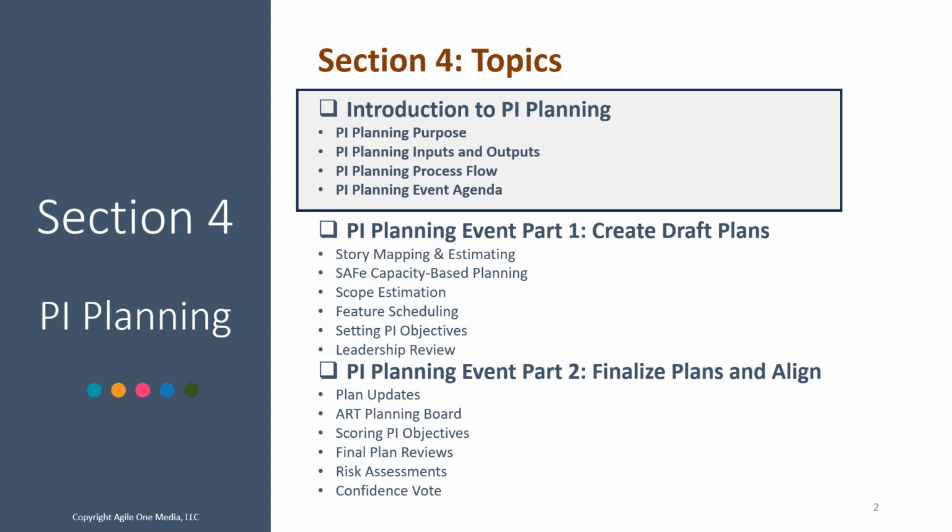Then in part 2 of the planning event, we'll cover steps needed to align the ART on a final plan for the PI, including a final feature delivery plan, visualized in the ART planning board, scoring of PI objectives, and then risk reviews and confidence vote.